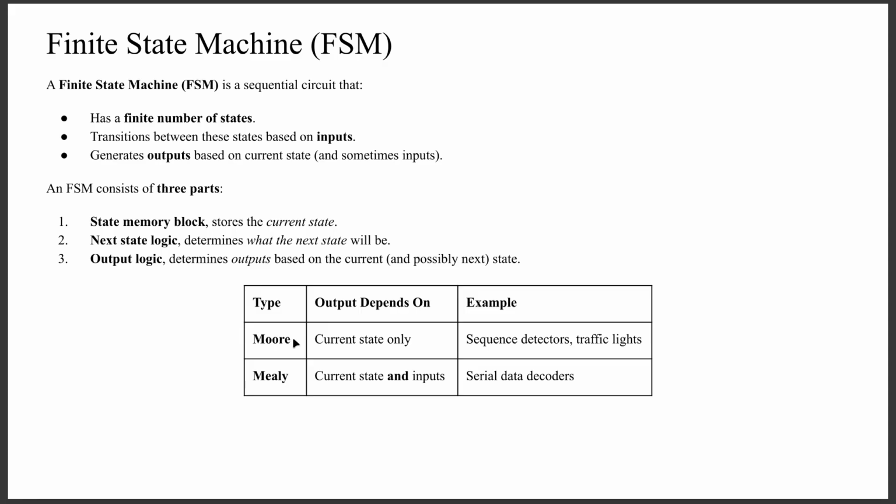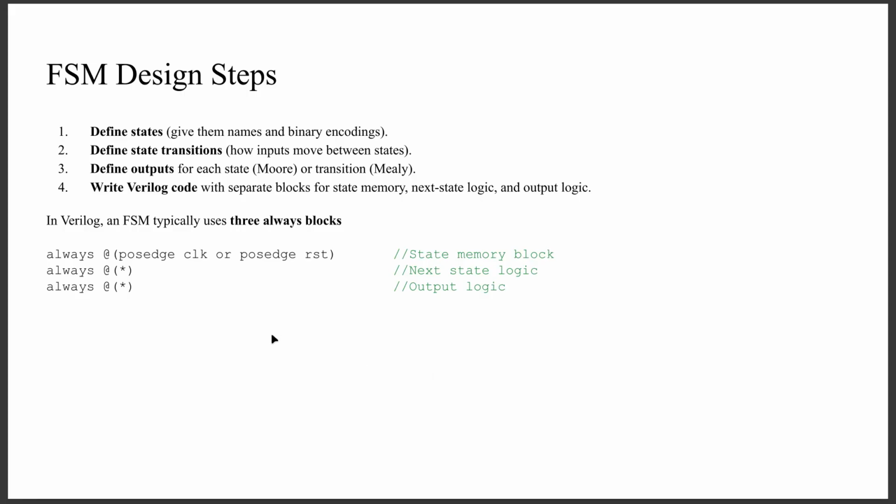So there's two types, Moore and Mealy. In Moore, the output depends on the current state only, and in Mealy, the output depends on the current state and inputs. So think of sequence detectors or traffic lights, and then we have serial data decoders as an example of a Mealy machine.